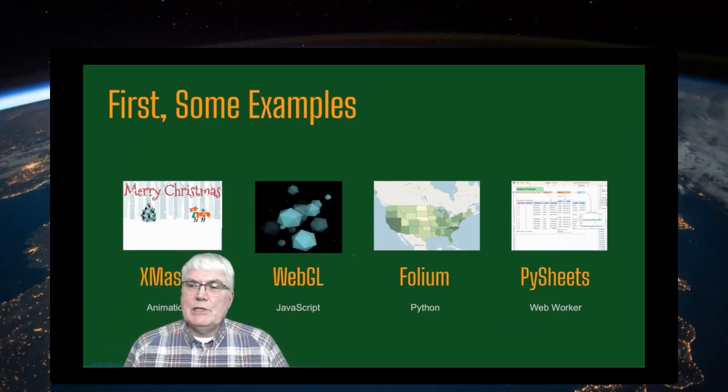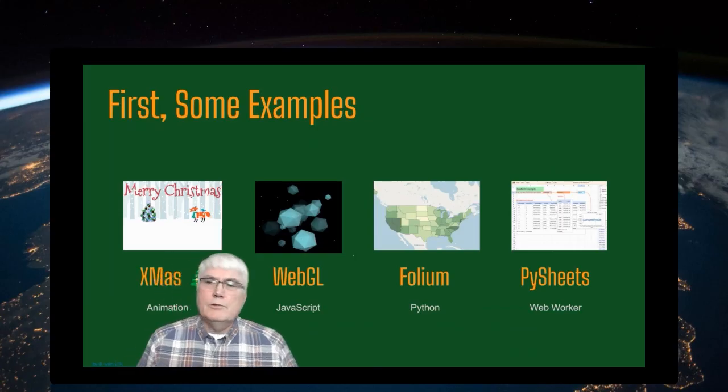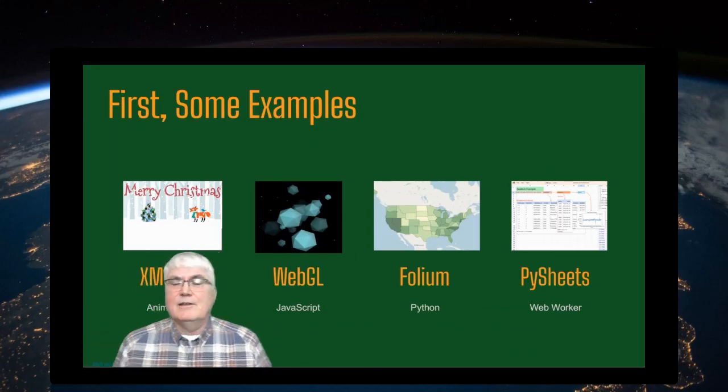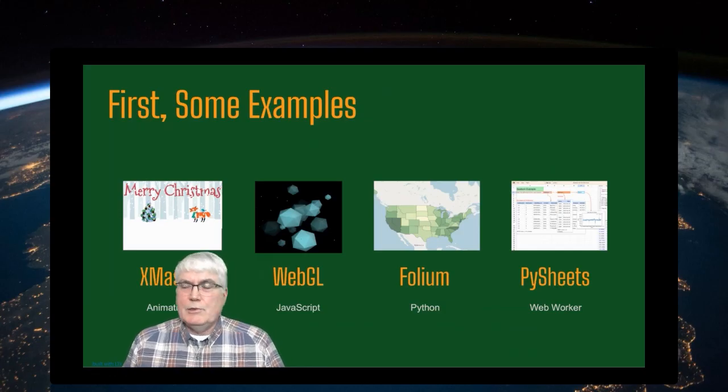And this particular one is Folium, which is a Python package designed for Jupyter notebooks that uses Leaflet.js, another JavaScript library, to render maps. And in particular, this one shows the United States.